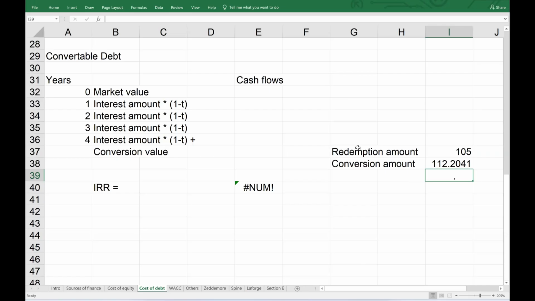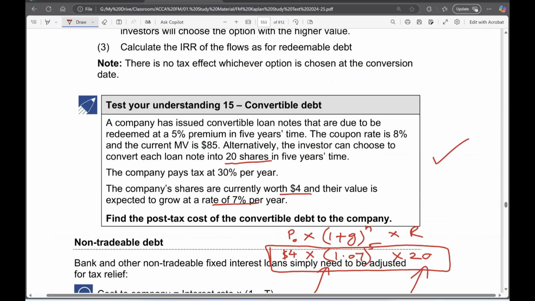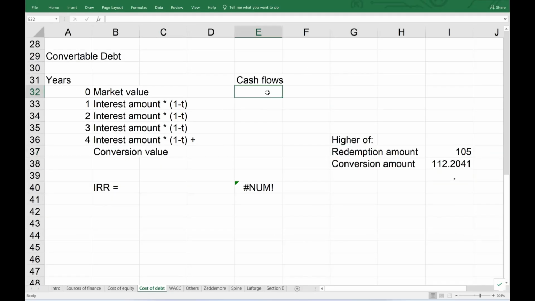Okay, so first of all, you have to take the conversion value and the redemption value, and pick the higher of these two to add in this format. Because now we believe that the investor is going to convert in this case. Okay, next thing is the same now. Today's market value is 85. So 85 we will use as an outflow today.